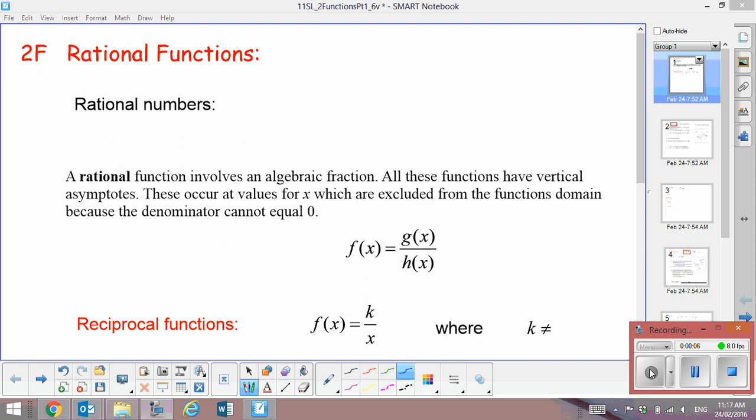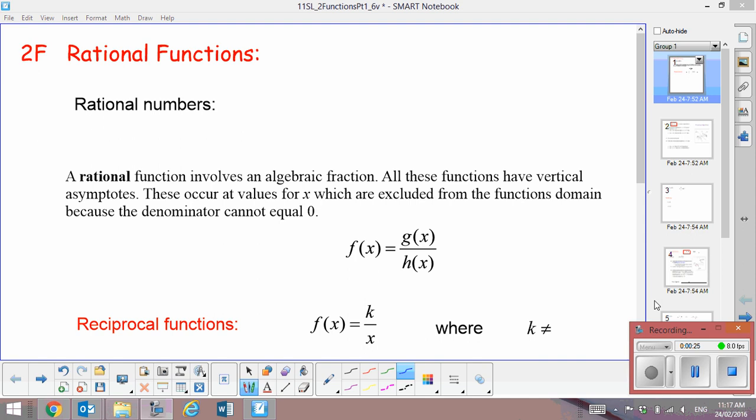So some of these rational functions we've probably already seen a little bit before, but we're looking at them in a little more detail now. Rational functions are related to rational numbers. You may remember some rational numbers. Can you think of what we mean by a rational number?